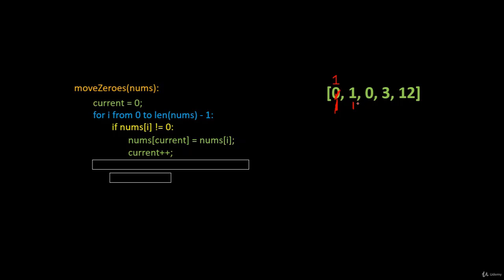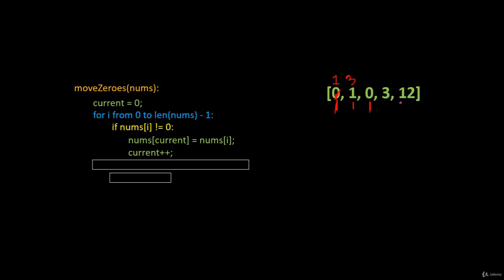For the next iteration, we have 0, so this condition is false. Then for the next iteration, we have 3, right? So this condition matches. Then we're going to replace this 1 with this 3. Then we're going to move current to this element. Alright, current will point right over here.